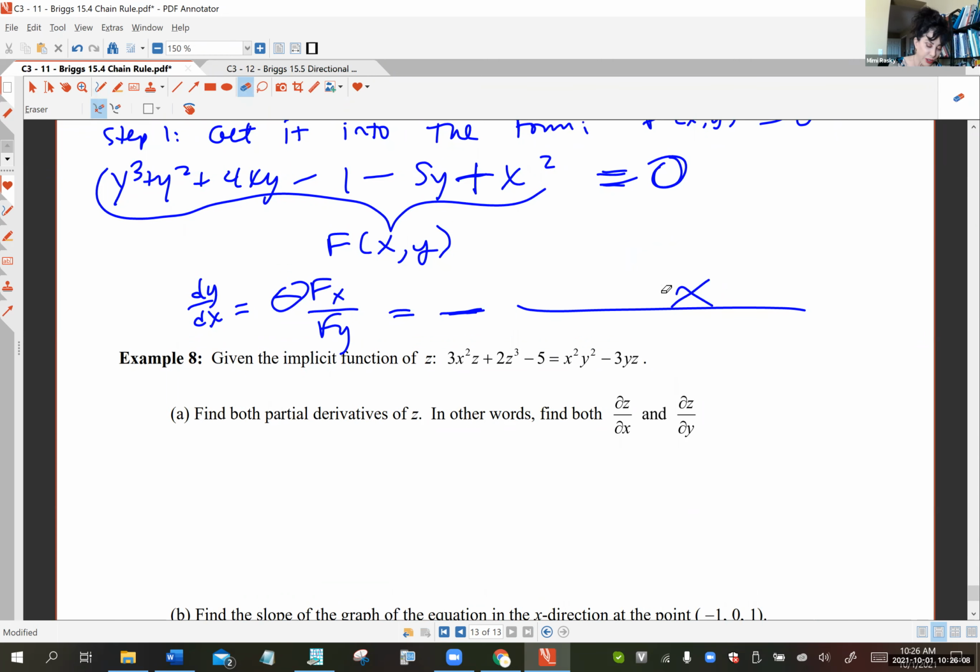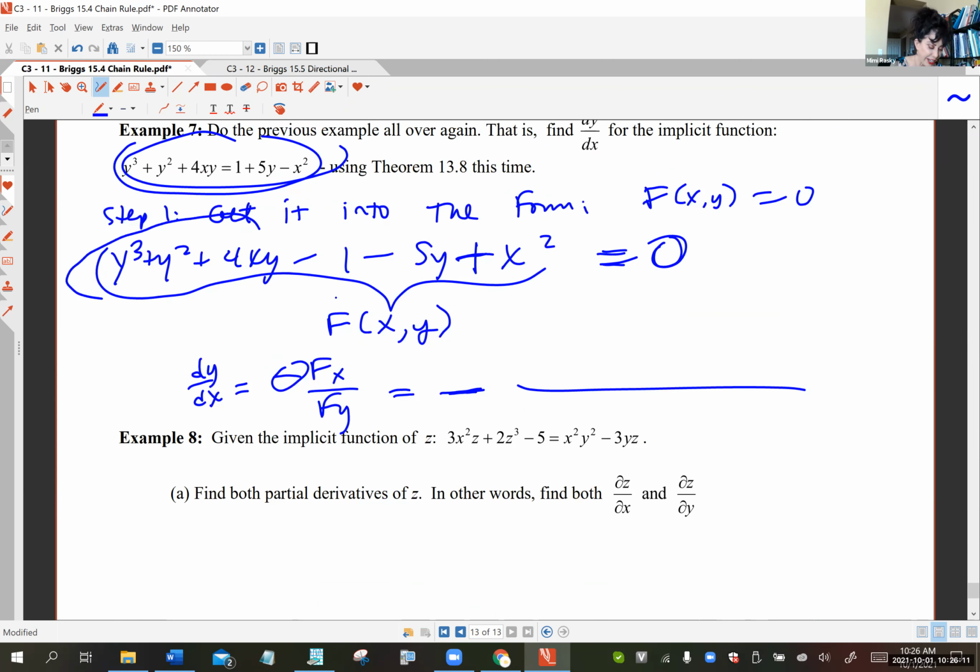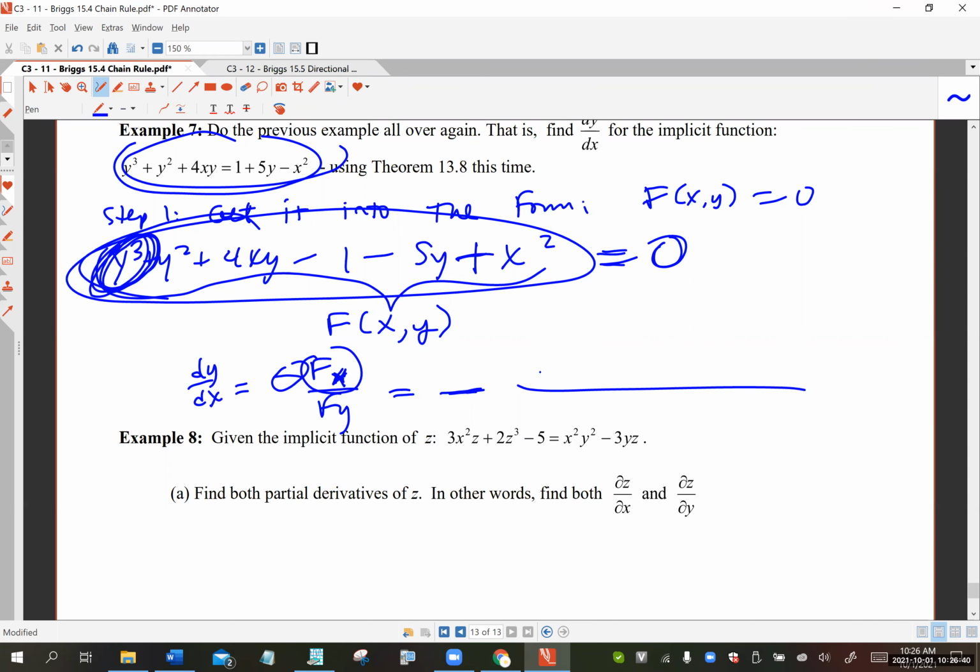So what is Fx? You're going to look at your big F, that's this entire mess that you see on the left-hand side, and ask what's the partial of that with respect to x? If I put on my special set of glasses and treat y as a constant and differentiate with respect to x, what is that going to give me? What is the derivative of y cubed with respect to x? Anybody want to be brave? 0. Yeah, 0. Plus, what's the derivative of y squared with respect to x? 0.